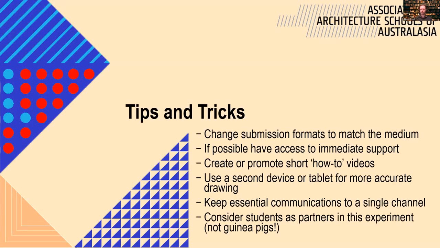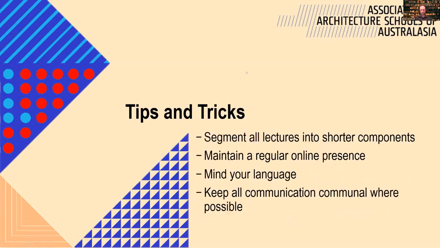Last one here, I said, consider students as partners in this experiment. I think they should understand that we're all trying to work through this as well. I'm moving on because I'm running out a bit of time. So going over some of the previous things I've sent, but the ones I thought were more important. Cut all your lectures into shorter components, maintain a regular online presence, be careful with your language, and try and keep all the communication as public as you can.